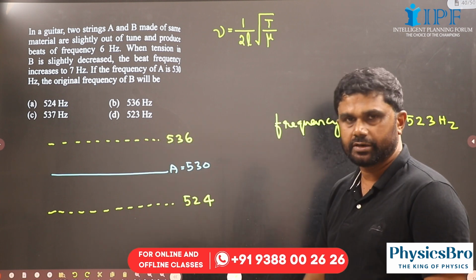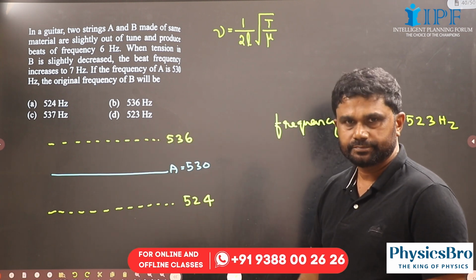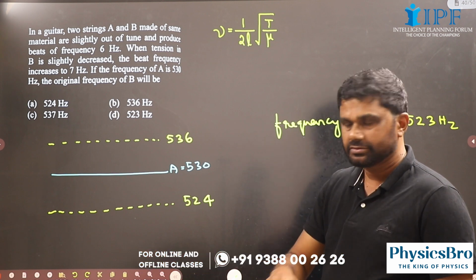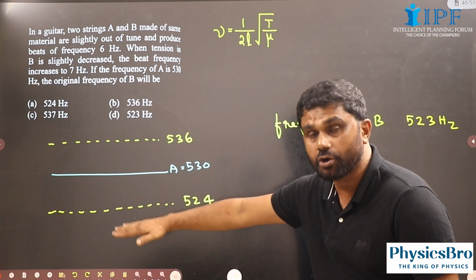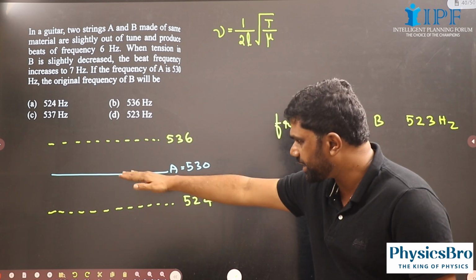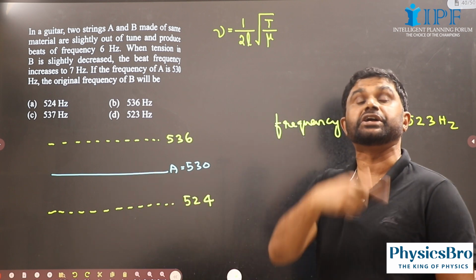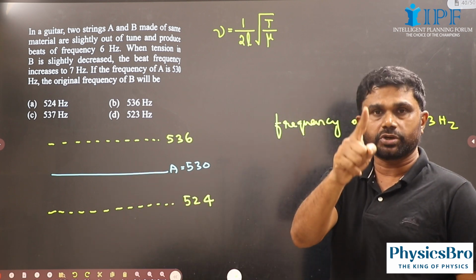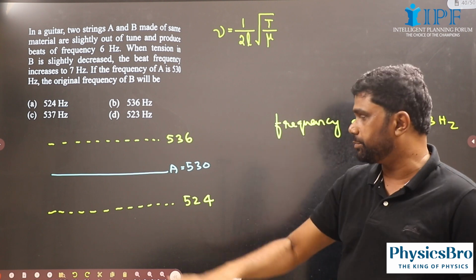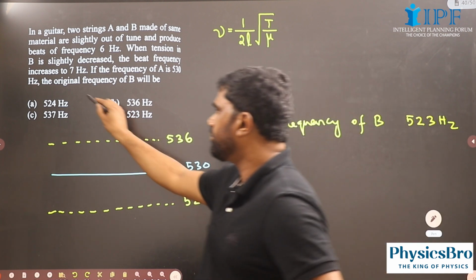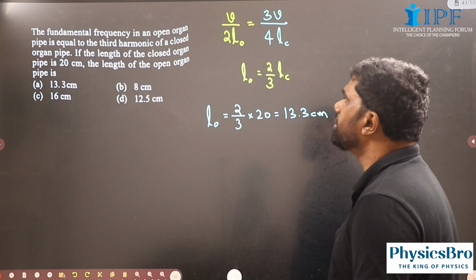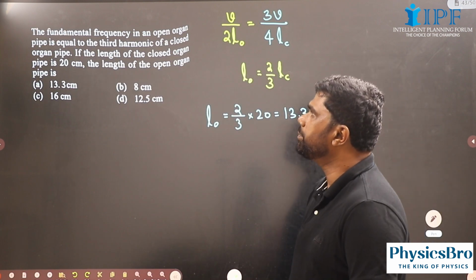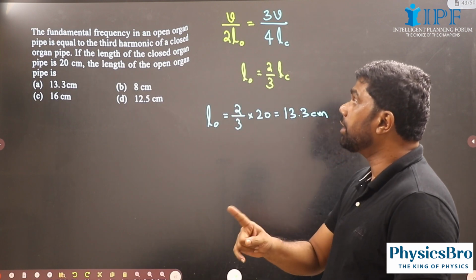Now let's check this one. It is 524. When the tension is decreased, the frequency will get reduced, so it also will decrease. So the separation, or the difference between these two, will increase. So the original frequency of the other string should be 524 Hertz.